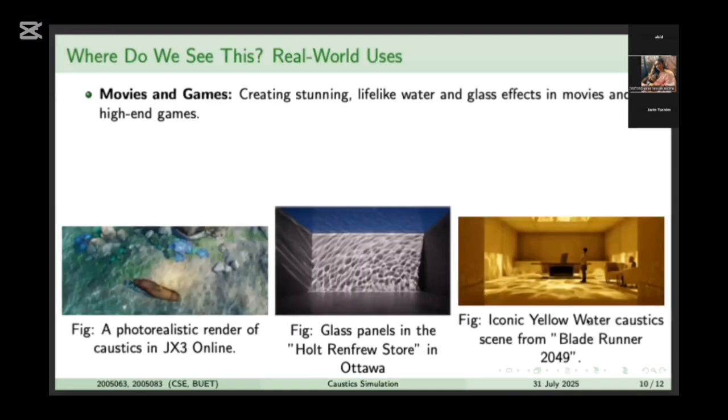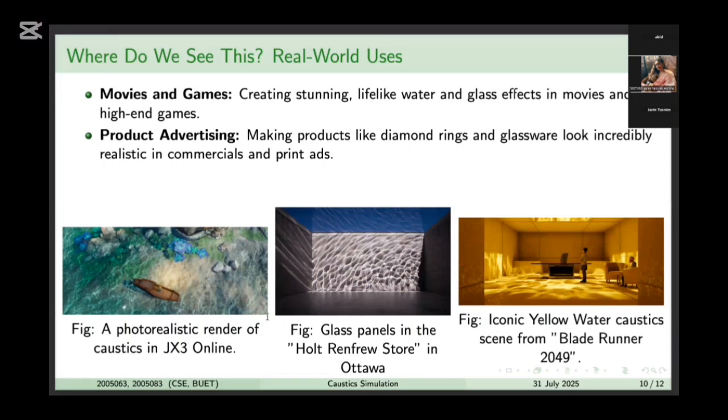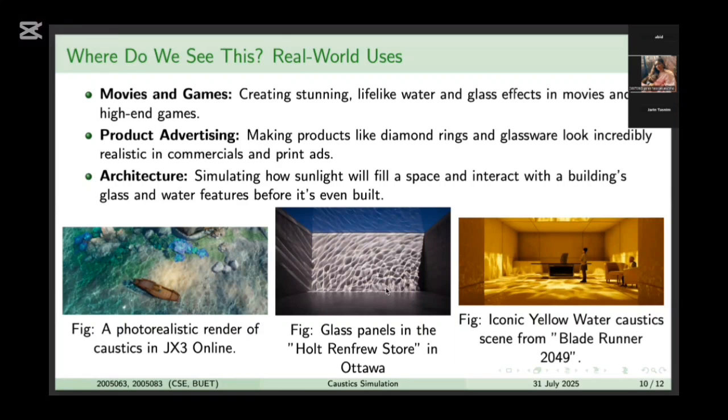Where do we see caustics in real life? Caustic simulation is used in many real-world applications. It is essential for creating lifelike water and glass effects in movies and high-end games. We see it in product advertising to make diamond rings and glassware look incredibly realistic. Architecture also uses this technology to simulate how sunlight will interact with a building's glass and water features before construction even begins.